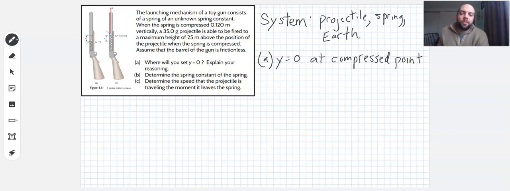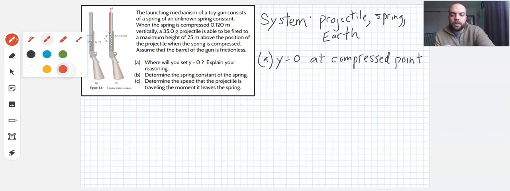So, we've got this launching mechanism that's able to launch this projectile into the air using a spring. A great example of the conservation of energy in the projectile-Earth-spring system. We are going to set y equals 0 at this lowest point, the point when the spring is compressed. I'll draw that right here.